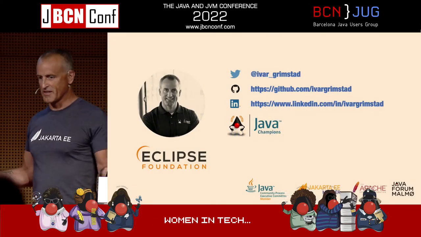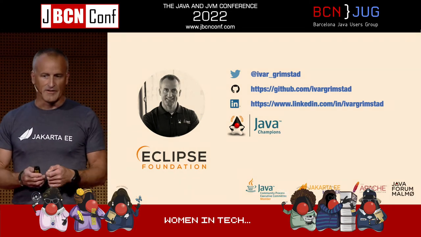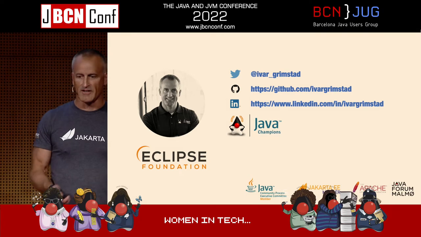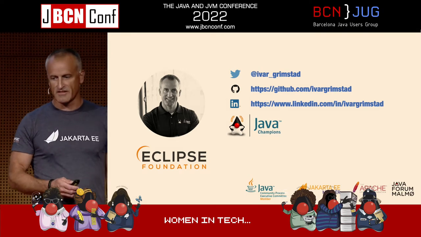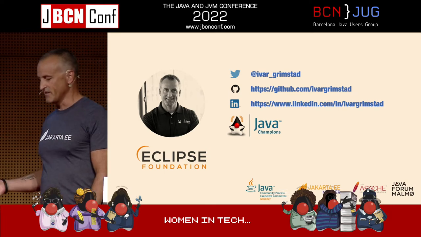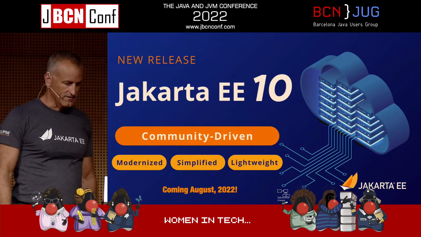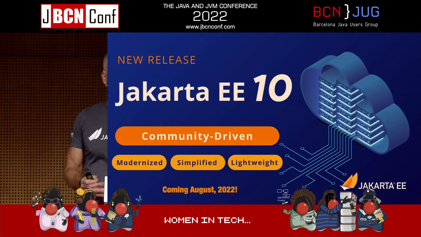My name is Ivar Grimstad. I'm the Jakarta EE developer advocate at Eclipse Foundation. I'm a Java champion and I'm involved in a bunch of other communities such as the local Java user groups in Malmö in Sweden. And you can see the Twitter and everything there. I'll distribute the slides afterwards.